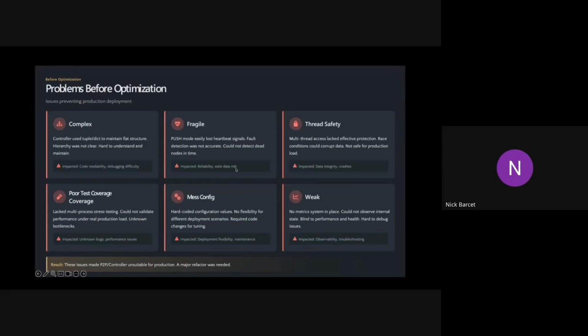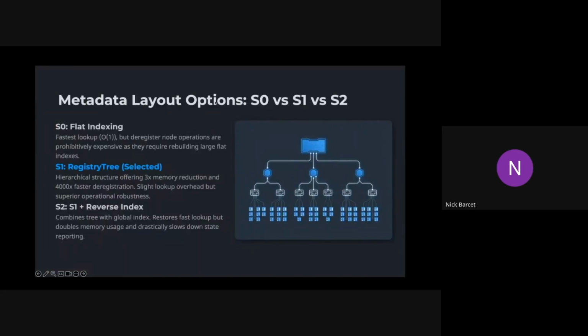These issues made the P2P controller unsuitable for production environments, requiring a major refactor. The first thing we did was refactor the structure of the metadata layout in the controller. Choosing the right metadata structure is critical. We compared 3 options. Solution 0 is flat index.